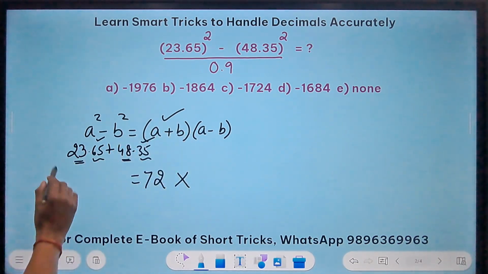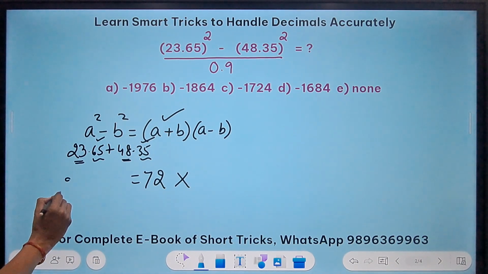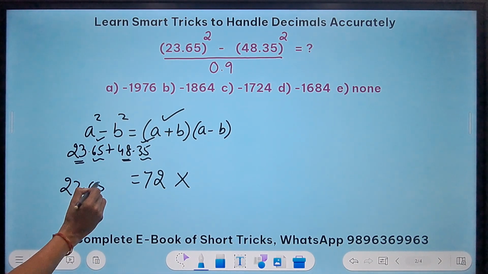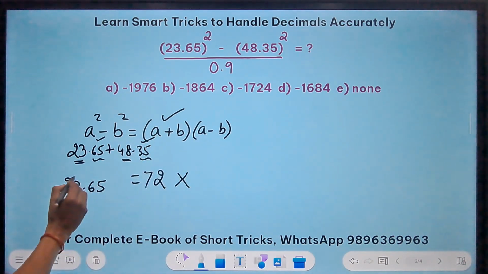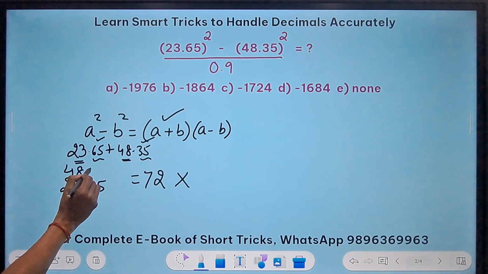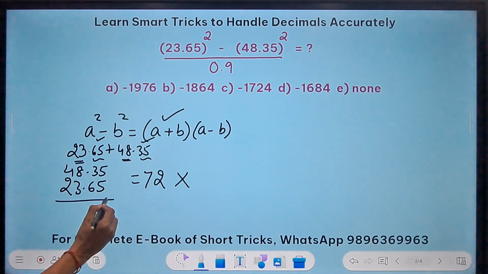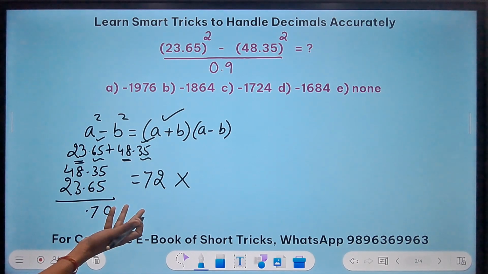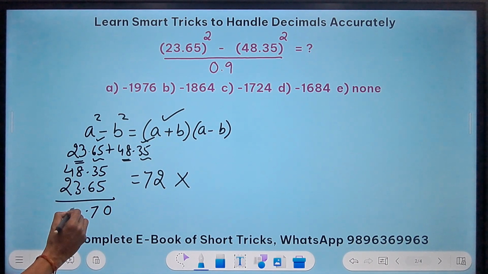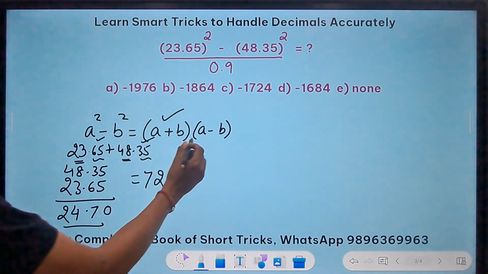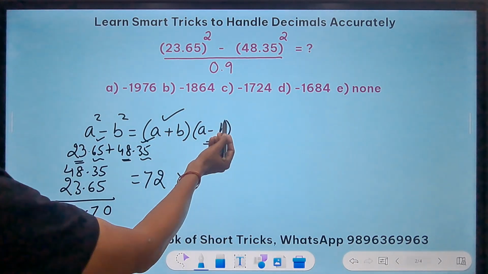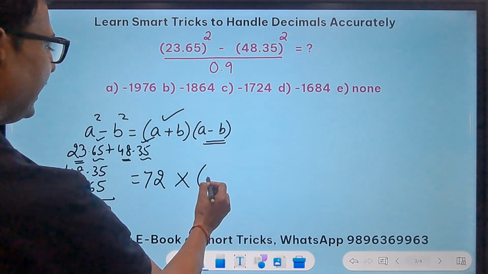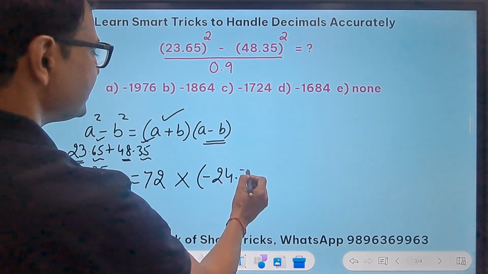Now come to a minus b. So I have to do 23.65 and subtract 48.35, which is a bigger number. So 48.35 is to be written above this. So this is 0. 13 minus 6 is 7. I am doing the traditional subtraction. So 7 minus 3 is 4 and 4 minus 2 is 2. So 24.7. But because we are subtracting the bigger one from the smaller one, this will be negative 24.7.